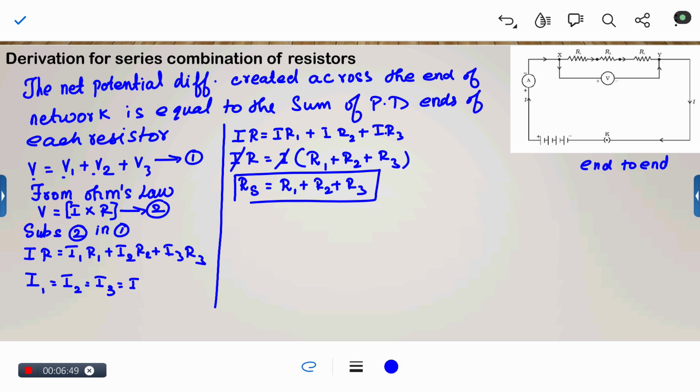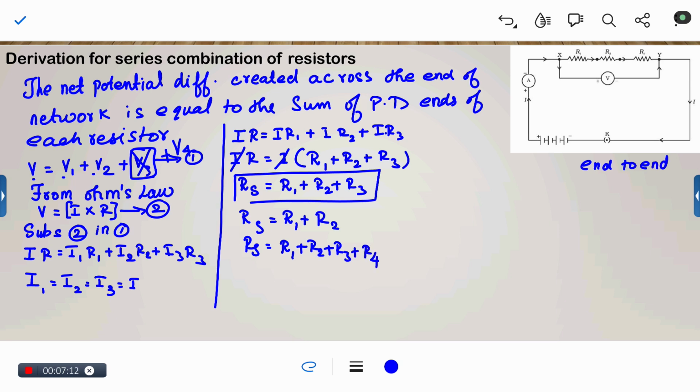So there are three resistors. Suppose if I have two resistors alone, you can reduce it like this. What will be the final formula? Rs is equal to R1 plus R2. If there are four, you can add one more. What will be the final formula? Rs is equal to R1 plus R2 plus R3 plus R4.